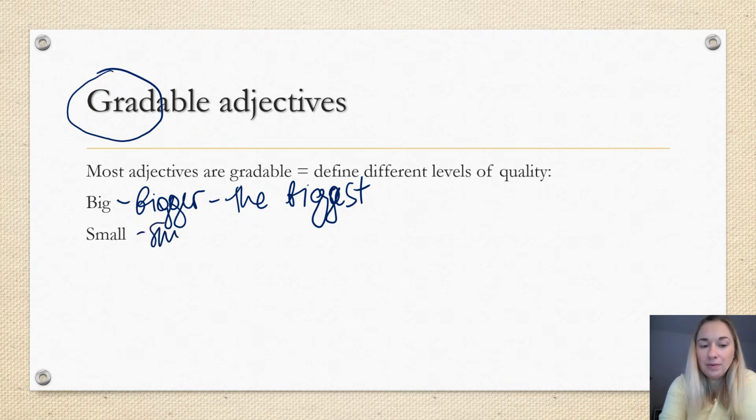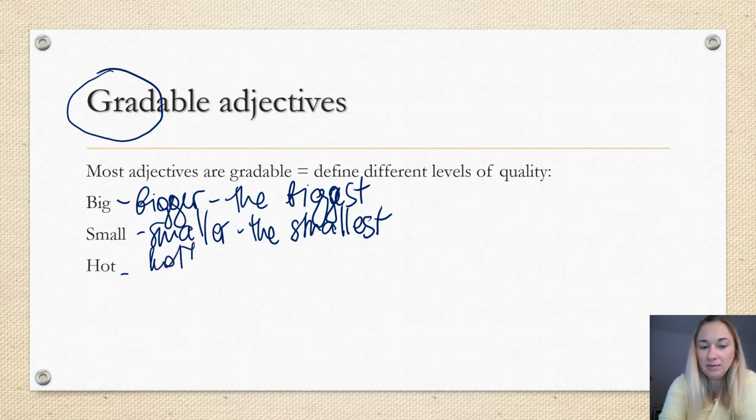Small, smaller, the smallest. Hot, hotter, the hottest. Pay attention to that double T and double G.